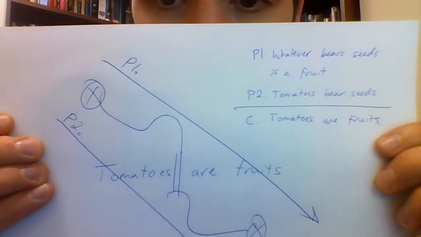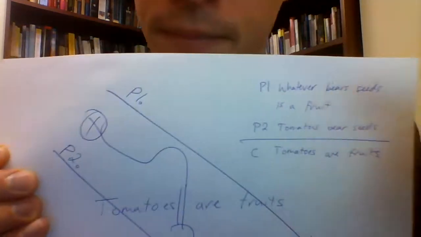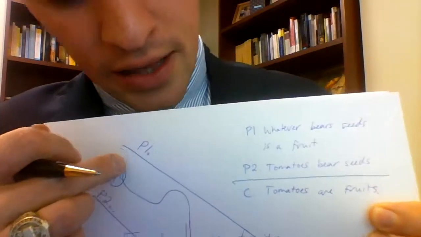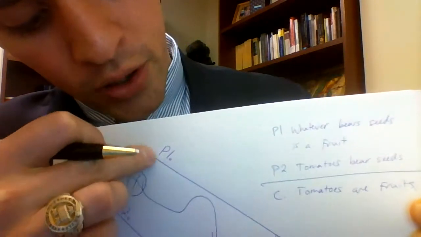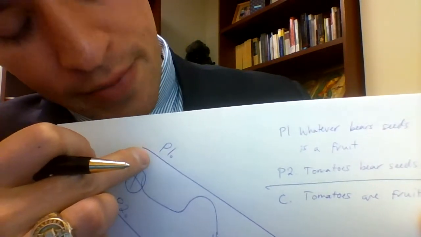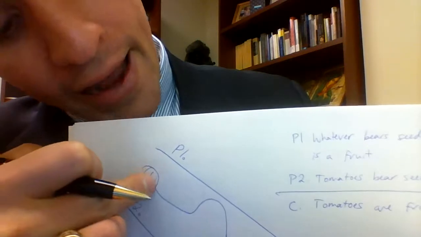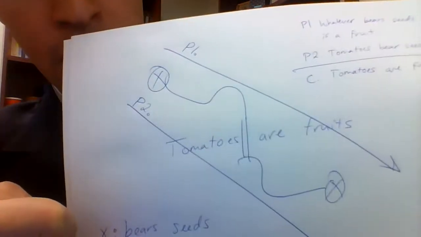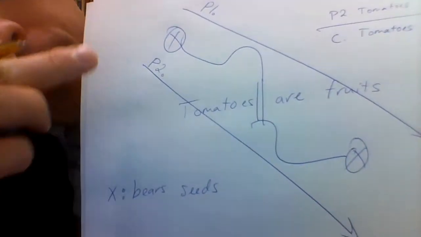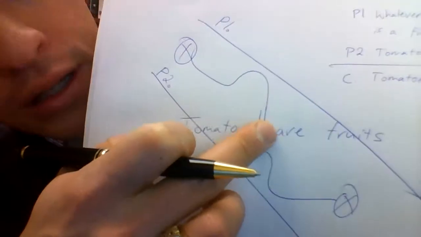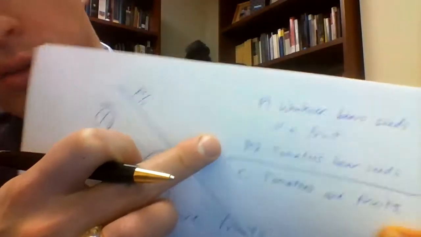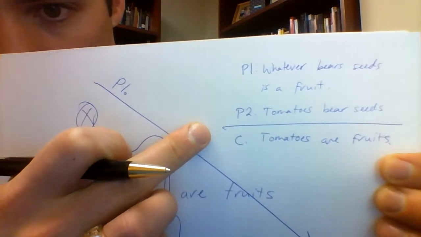Okay, so I read it. This is crazy. Okay, so I read it on the diagonal. I put a whatever in front of the first premise, and so I say whatever X, which is bears seeds. So whatever bears seeds is a fruit, and so that's what the first premise says here. Whatever bears seeds is fruit.